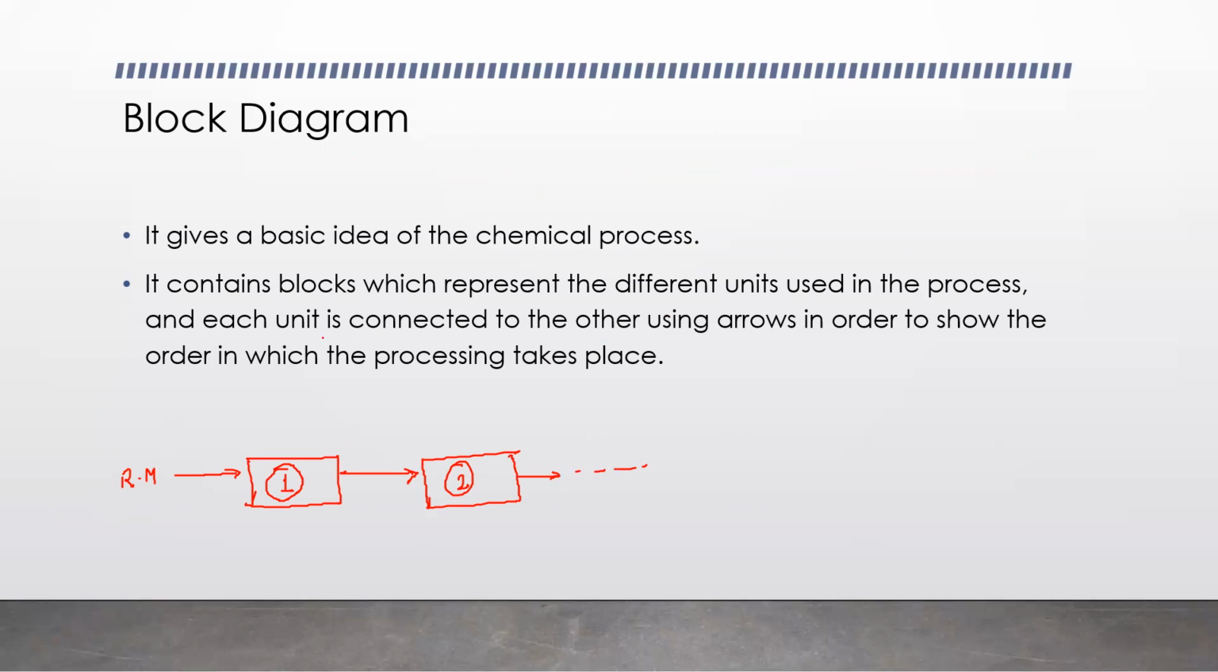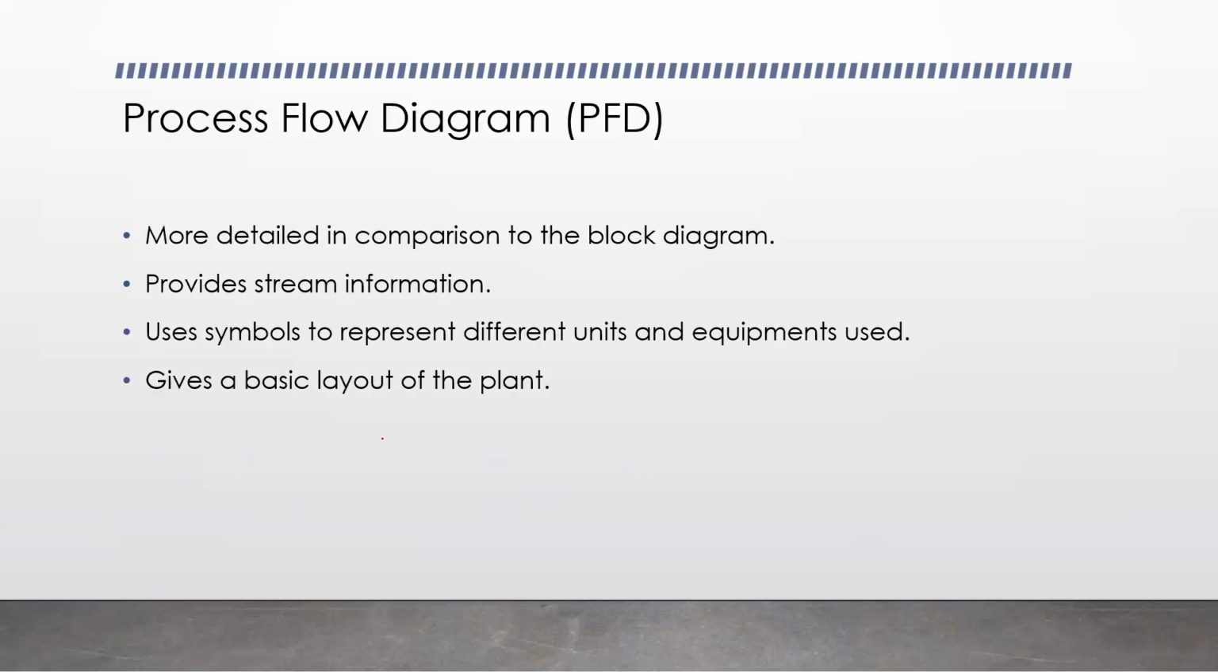All right. So it contains blocks which represent different units used in the process, and each unit is connected to the other using arrows in order to show the order in which the processing is taking place. So the raw material is first going into 1, then from there it goes into 2, and from there it goes into 3, and so on. All right. So this is how we make a block diagram.